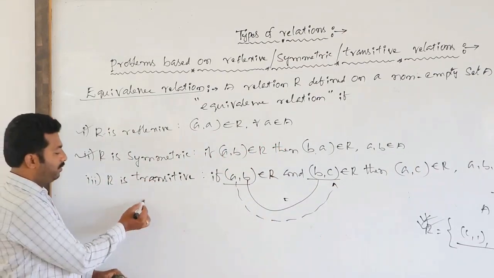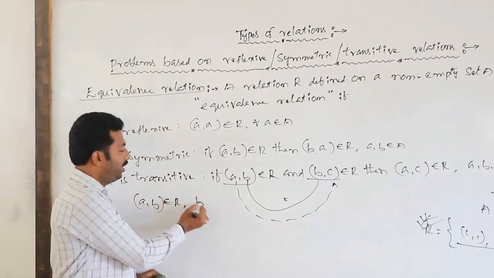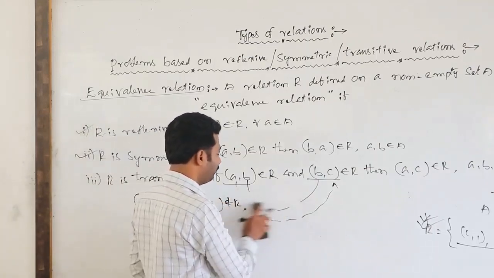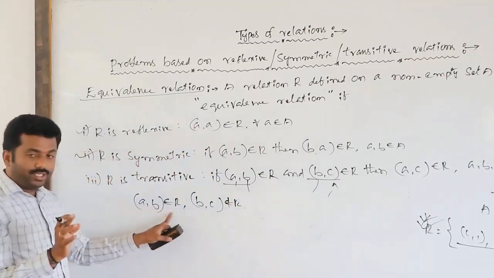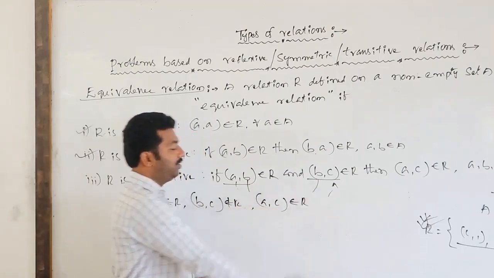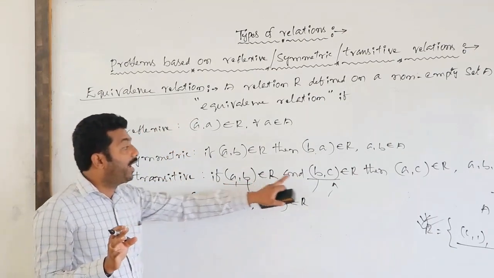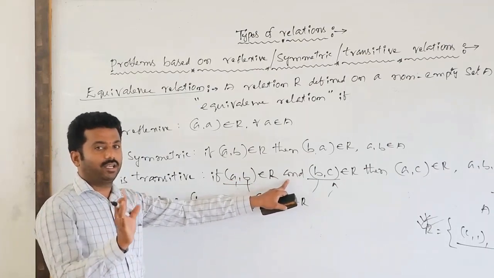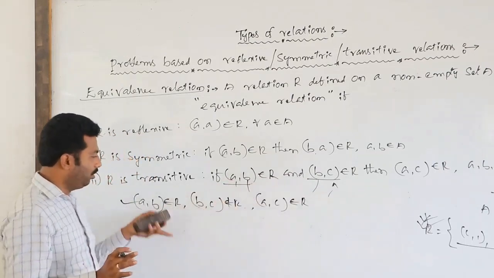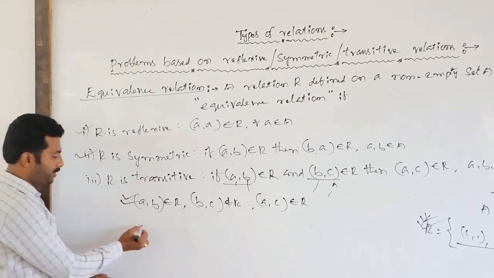So one more case is there. Suppose A comma B belongs to capital R. A comma B is there. B comma C does not belong to capital R. But A comma C is there. See, A comma B is there, B comma C is not there, also A comma C is there. Whether it is transitive or not, yes, it is a transitive relation. Why? What is the definition? A comma B and B comma C, 'and' means both should be there. Which type of pairs? Linked pairs. If linked pairs are not there, clearly that is a transitive relation. Next slide.